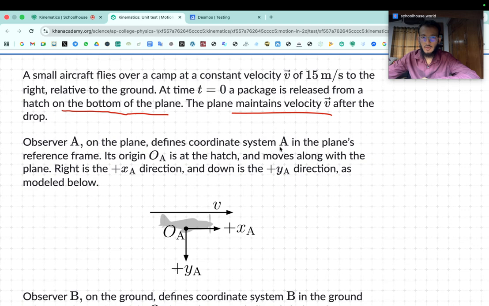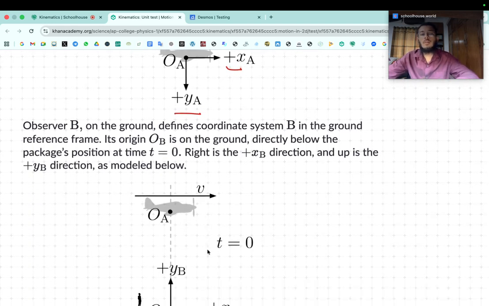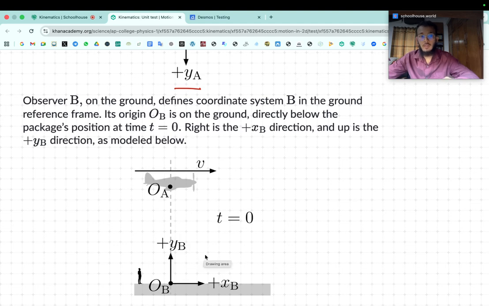Observer A on the plane defines coordinate system A in the plane's reference frame. Origin OA is at the hatch and moves along with the plane. Right is positive x direction, as you can see, and down is positive y direction as modeled below. But an observer on the ground defines coordinate system B in the ground's reference frame. Its origin OB is on the ground directly below the package's position at time t equals 0. Right is the positive x direction, and up is the positive y direction as modeled below.